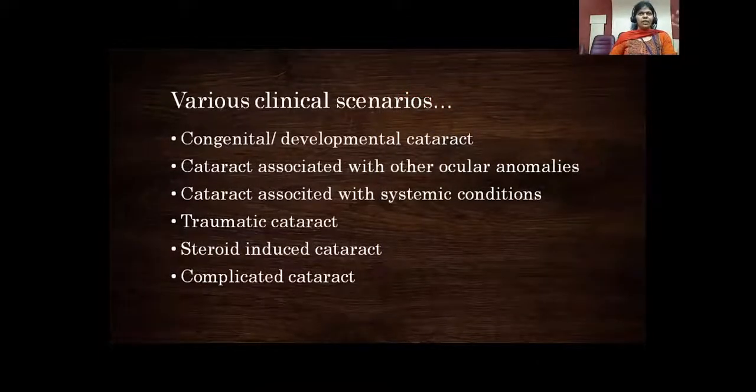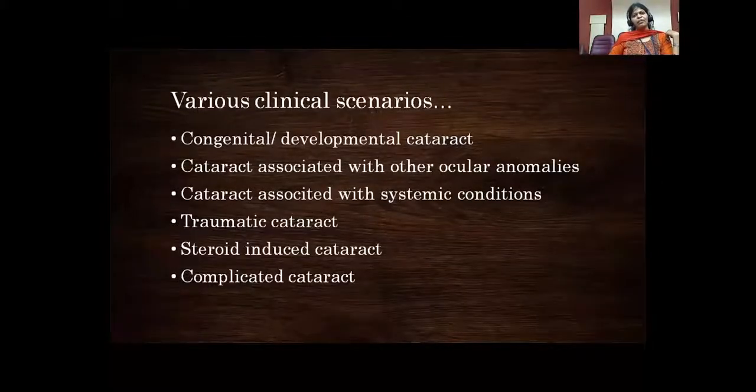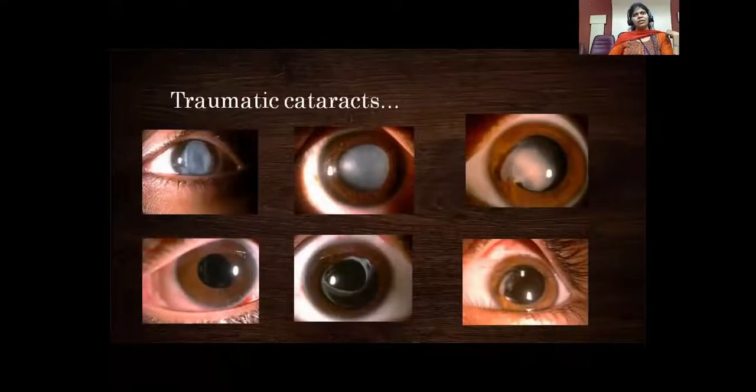So we saw various clinical scenarios where we face a pediatric cataract. It's congenital or developmental cataract, associated with anomalies, associated with systemic conditions, trauma, steroid-induced, complicated. Most of it is managed based on how dense the opacity is, and depends on all the factors that we just discussed. So these are a few situations we see: traumatic cataracts.